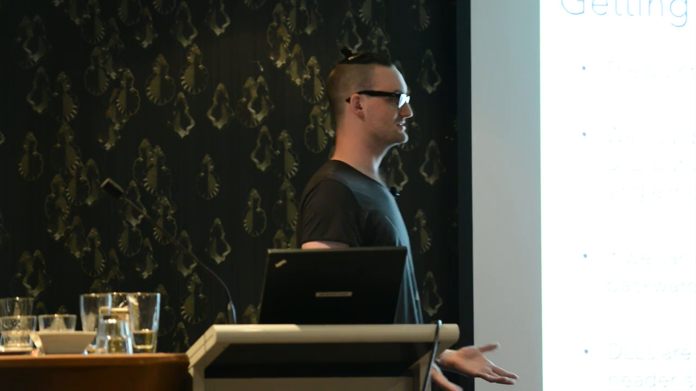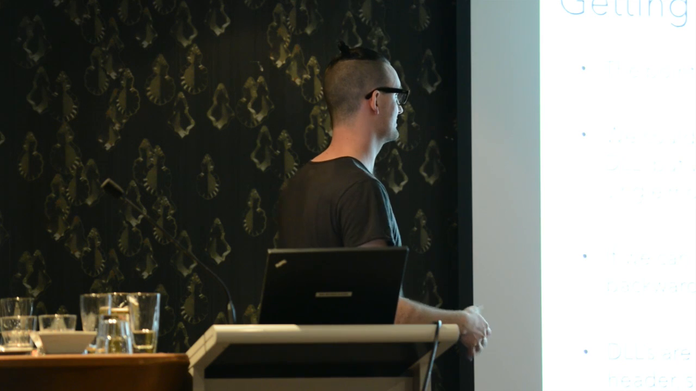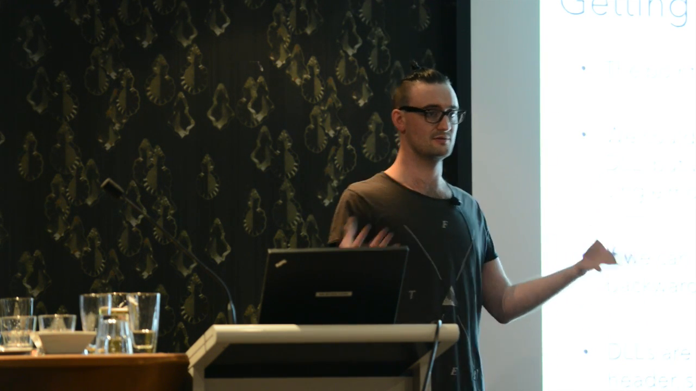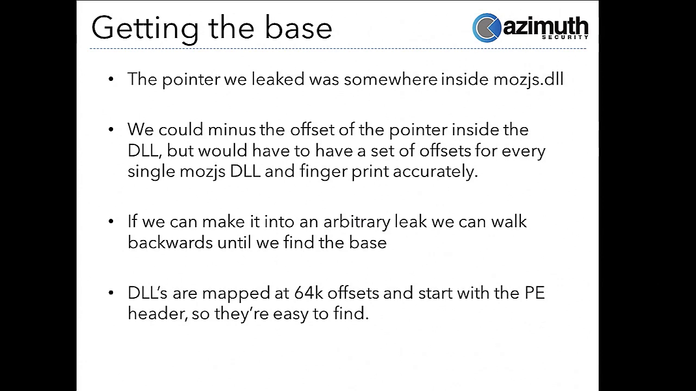So we have this pointer now to somewhere inside Moz.js. The easiest thing to do is go, all right, it's like Firefox 4, or we can start fingerprinting all the different other versions and go, all right, we have this pointer inside there, we'll just take the offset to the base of the pointer, and now we know where Moz.js is actually loaded. But to do that, we have to fingerprint Firefox accurately, and we have to get offsets for every single Moz.js DLL, and that's kind of a pain in the ass.